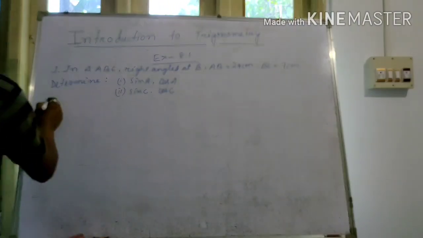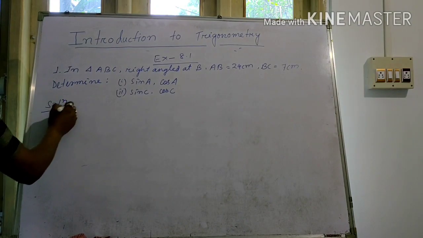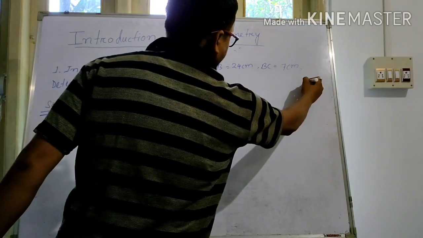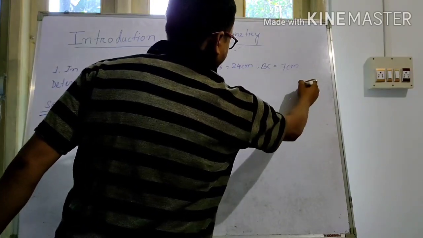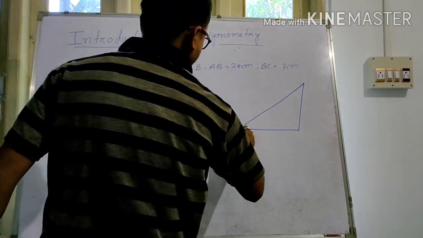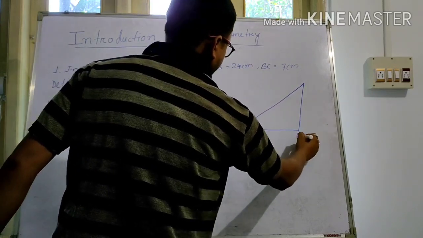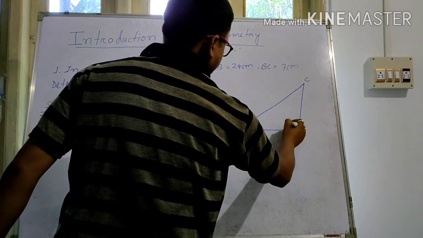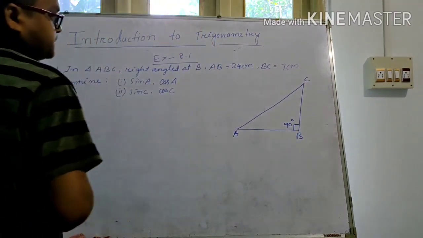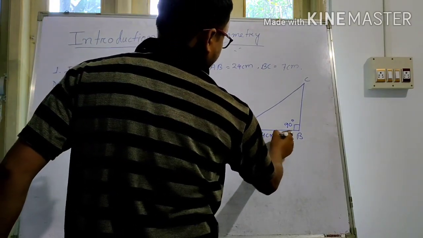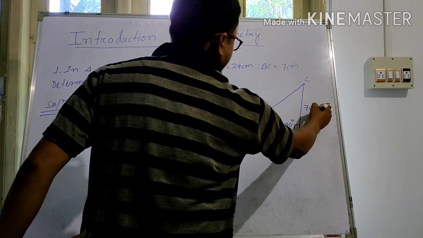So here, given ABC is a right angle triangle. So I draw here a right angle triangle, and suppose this is A, B, C. It is given B is a right angle, so you put here 90 degrees. And AB is given 24 centimeter, BC is given 7 centimeter.